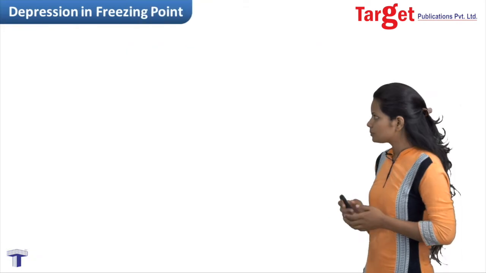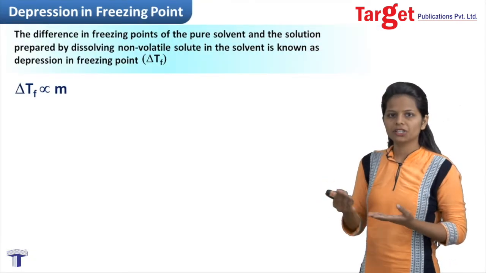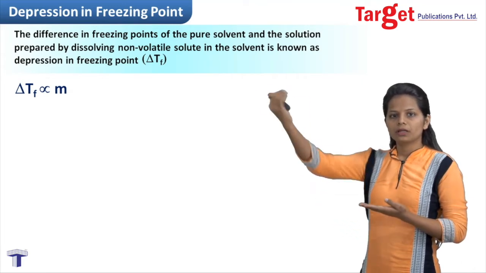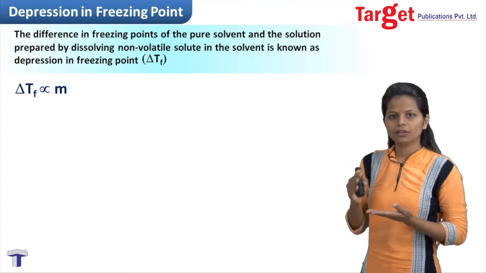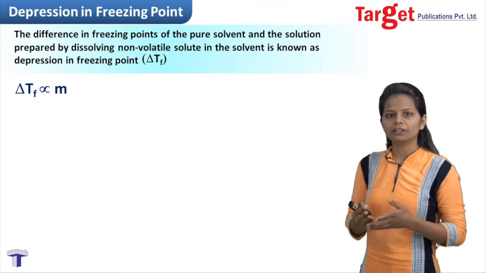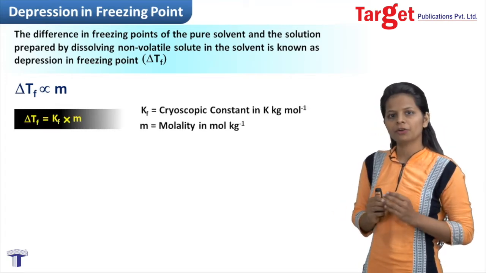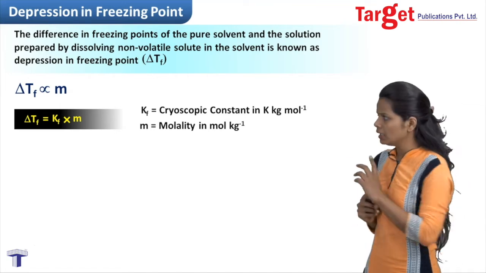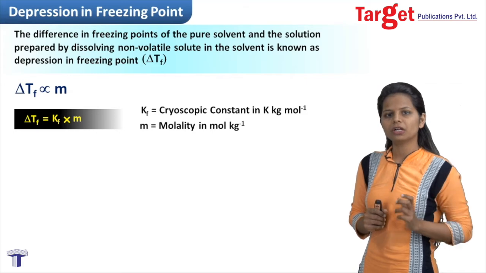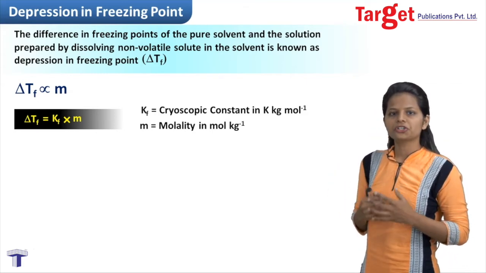Now, experimentally it is found that the depression in freezing point, which is the temperature difference between the freezing point of pure solvent and freezing point of solution, is directly proportional to molality, which is small m. Now, if I want to remove the proportionality sign, I am again going to put a proportionality constant. In this case, that is called as Kf. You must note that Kf is also called as cryoscopic constant or molar depression constant.